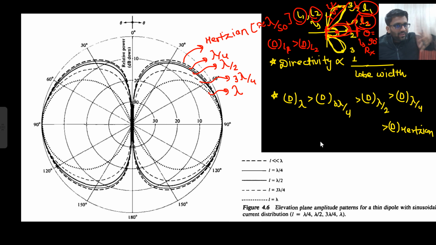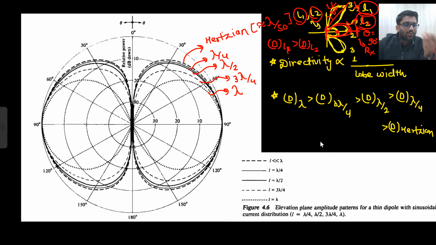But at that particular place, at theta equals 90 degrees, who is giving you more radiation? L2 is giving you more radiation. So that's why, if I place my receiving antenna at theta equals 90 degrees, then I will receive more power for the case of L2 length, because L2 is giving me more power at theta equals 90 degrees. Very simple point. I hope the actual meaning of directivity is clear.